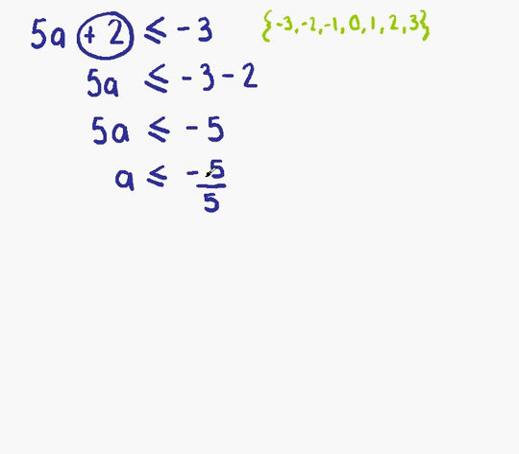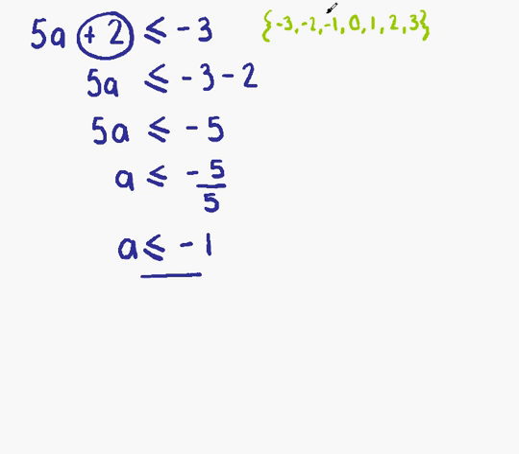We have a negative number divided by a positive number. So the first thing we can do is write down the sign of the answer. Negative divided by positive gives us a negative answer. 5 divided by 5 is 1. So we have a is less than or equal to minus 1. Is that our final answer? Well, not quite yet. We were told in the question that we had to choose our solutions from the set at the top. We want numbers for a that are less than or equal to minus 1.